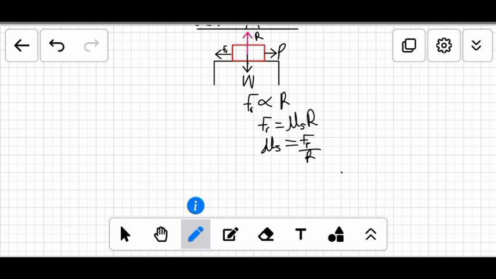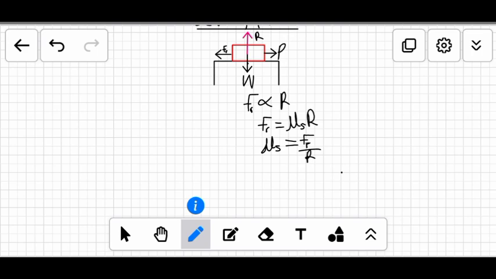Now normal reaction and frictional force are measured in Newton because normal reaction is a force and frictional force is also a force. So which means the coefficient of static friction has no unit. It has no unit. So this is just one part we need to fulfill and the basic part of it.